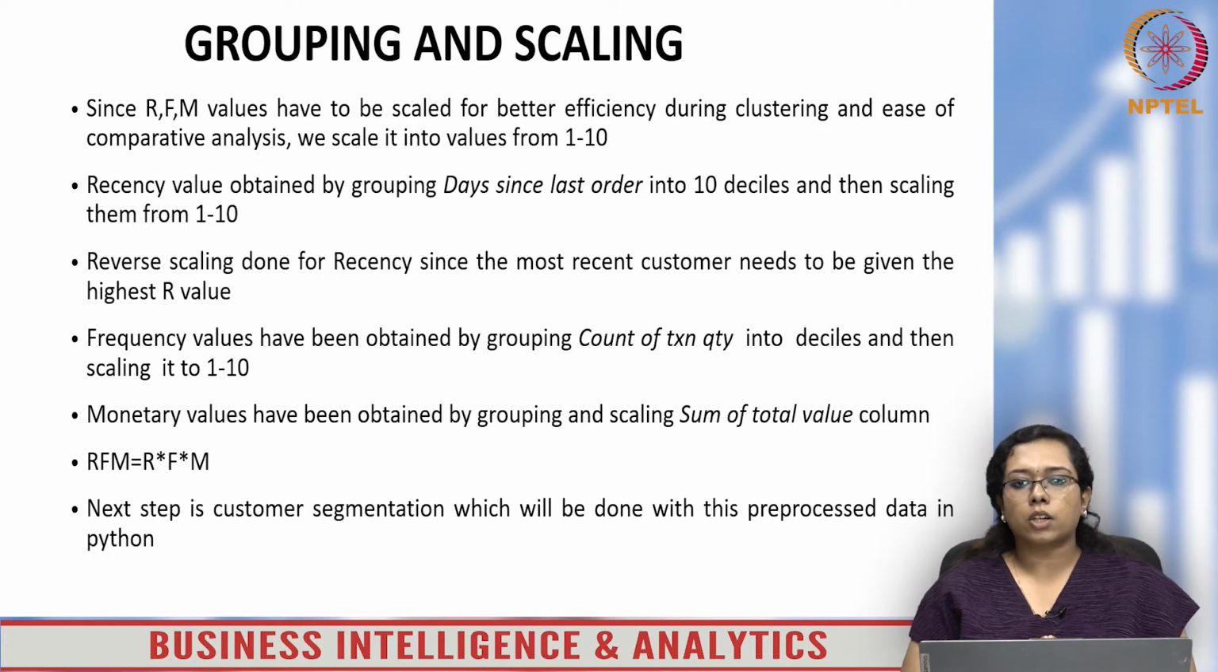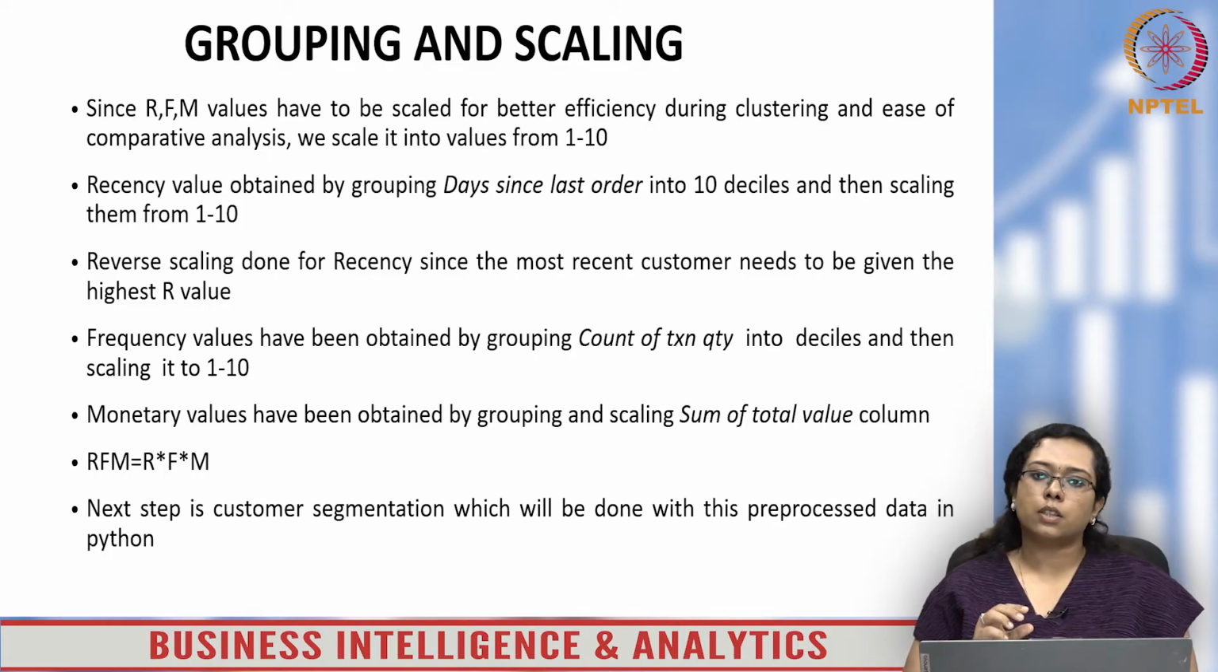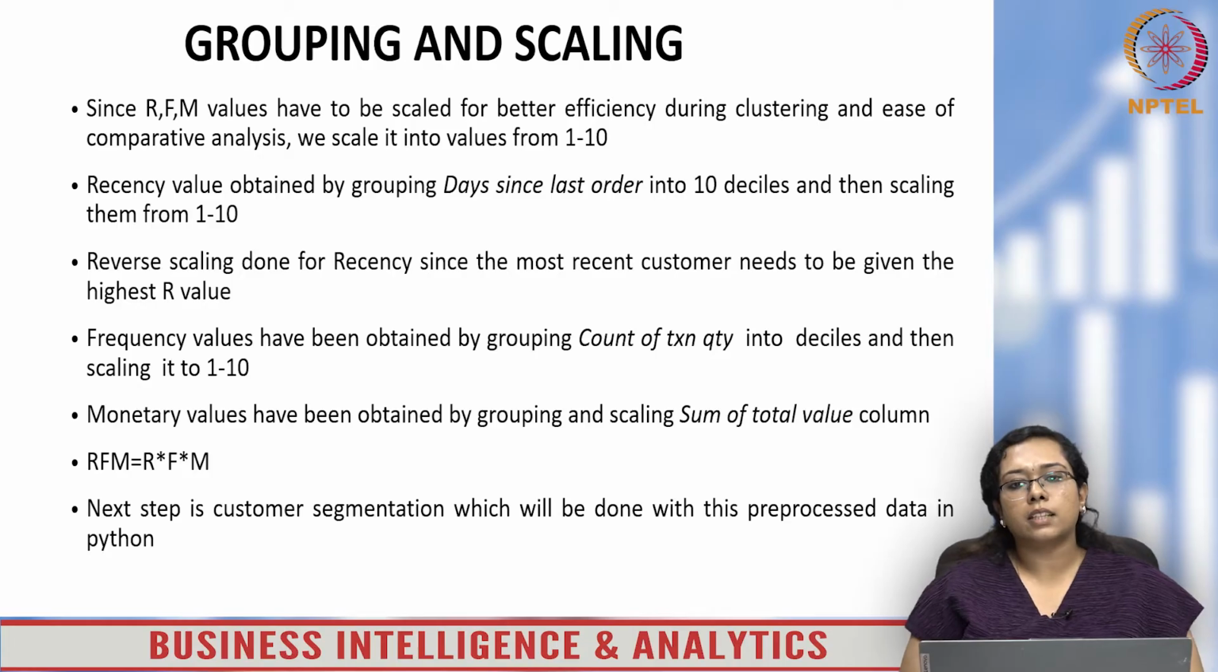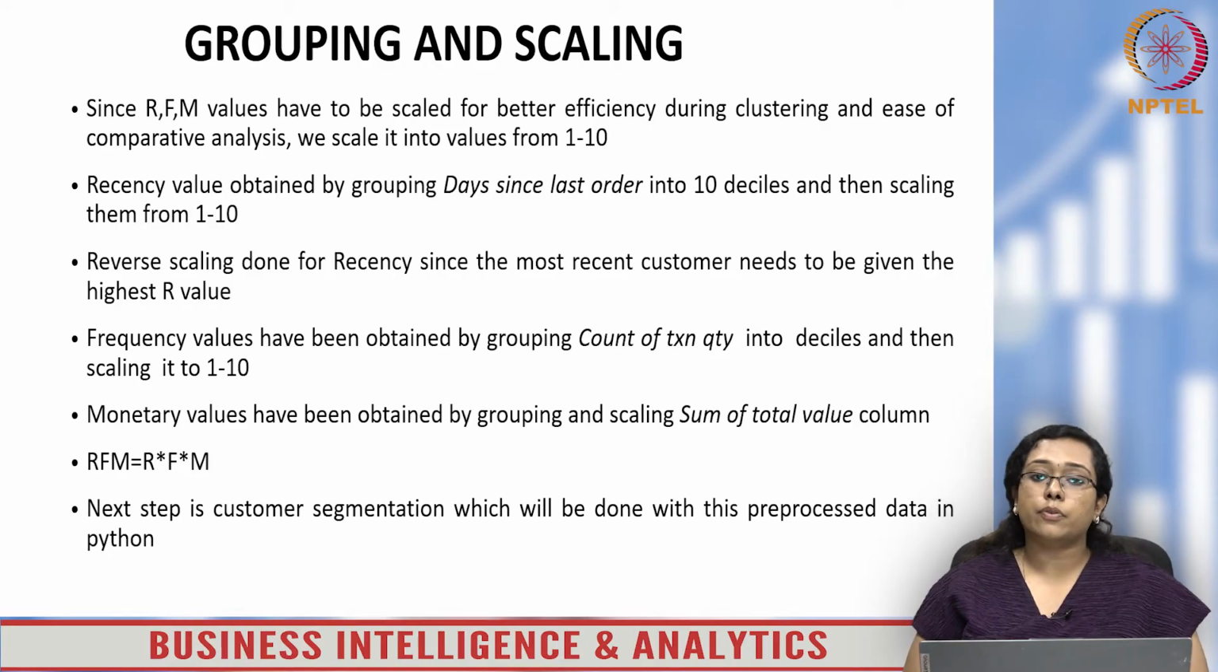So days since last order, how do we get it? That is today's date minus the maximum of the order date, or the most recent order date that a customer has. So we will get the difference in terms of number of days. If it is 5,000, then the 5,000 has to be scaled from 1 to 5 depending on how many records we have. Let's take two customers. One customer has made the most recent purchase before 3 years. Another customer has made the most recent purchase before 1 year.